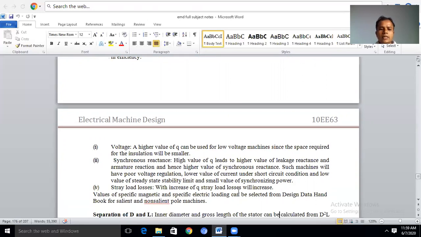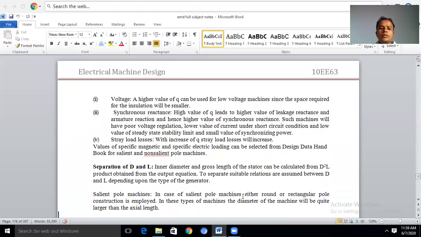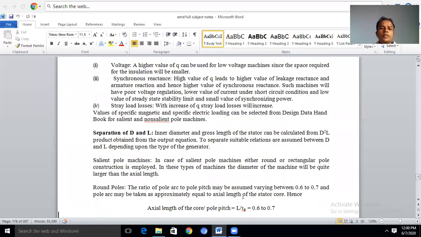Again, with the increase of Q, stray load losses will increase. The values of specific electric and magnetic loading can be selected from the design data handbook for salient and non-salient pole machines. So this is about the two loadings: specific magnetic and specific electric loading.